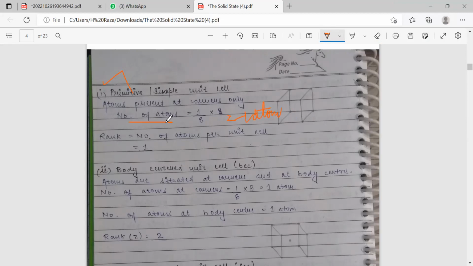Are you getting my point? So that's why the number of atoms is 8 times 1/8, one atom, because each corner atom gives only 1/8 part of it into the cube. And if the question is what is the rank of simple cubic unit cell? Rank means basically the number of atoms per unit cell. So the answer will be one. And whenever the question says simple or primitive, that means atoms are situated at corners.